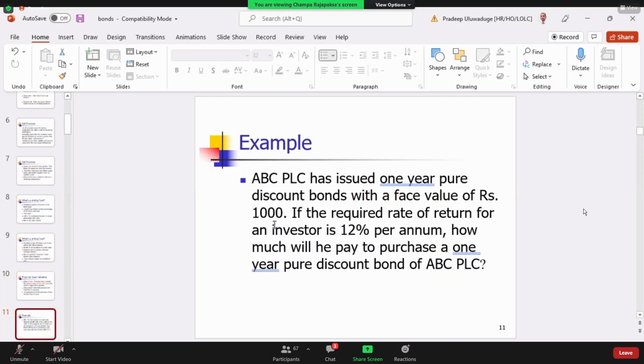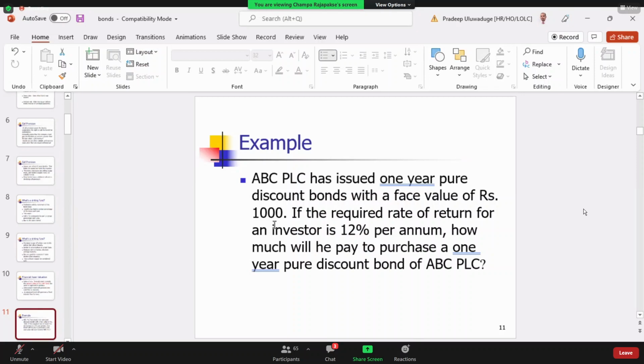So we are not told that at maturity you pay a different amount, or a redemption price. If it were different from the face value, they would tell us the redemption price. Since there is no mention of a redemption price, we will take it as the face value. So if the required rate of return for an investor is 12%, that is the discount rate per annum, how much will he pay to purchase a 1 year pure discount bond?